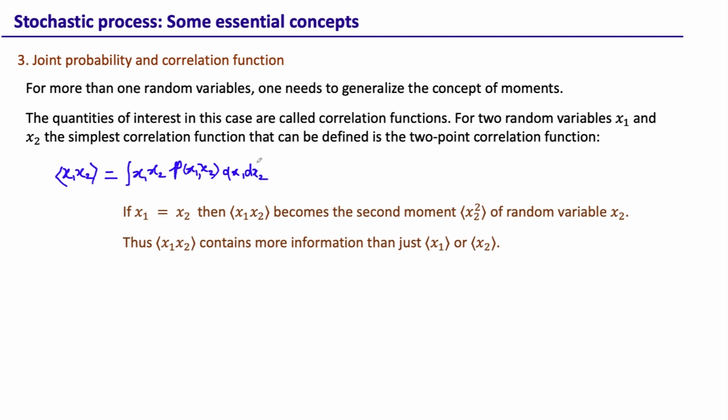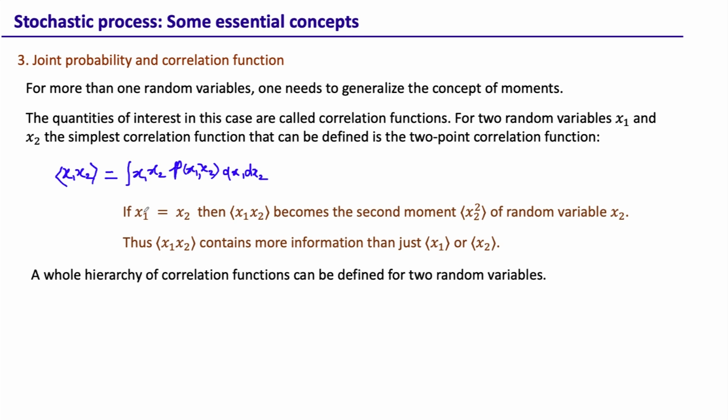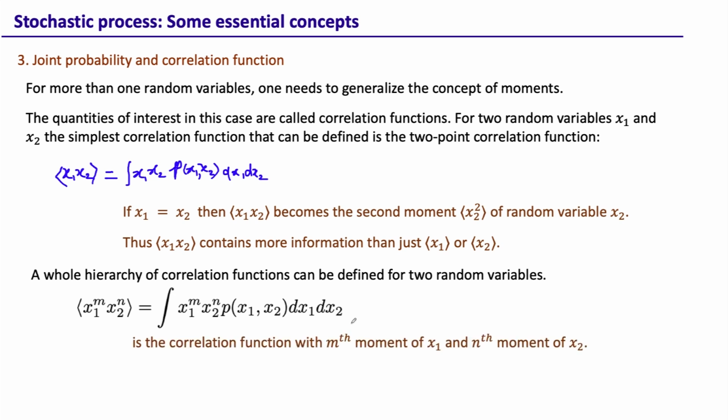Now, this is just the simplest, and we can have a whole hierarchy of correlation functions that one can define with these two random variables. Here, I'm putting a very generic one: x1 to the m, x2 to the n, and that's the expectation value, or the correlation function. This is the correlation function with mth moment of x1 and nth moment of x2.